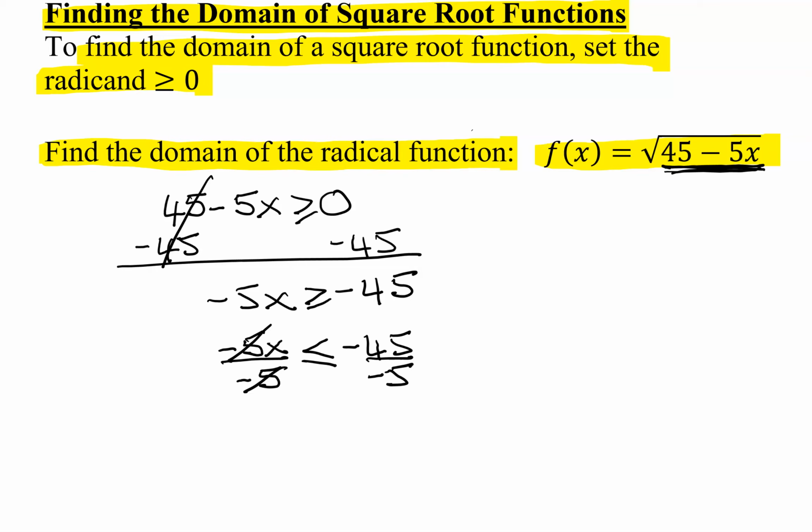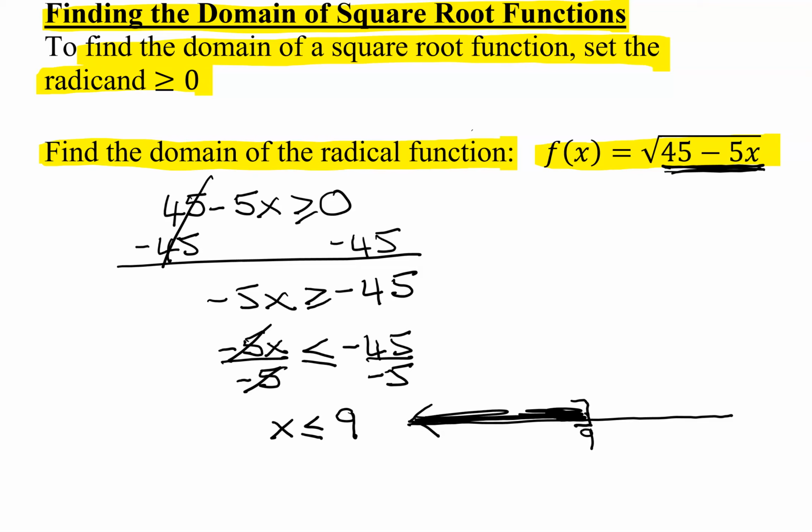And so now I'm going to get x is less than or equal to negative 45 divided by negative 5, which is positive 9. So I'm going to get x is less than or equal to 9. And we need to write that in interval notation. Well, let's think about it. Here is 9 on my number line, and I need to be less than. So it needs to be everything to the left of the 9.